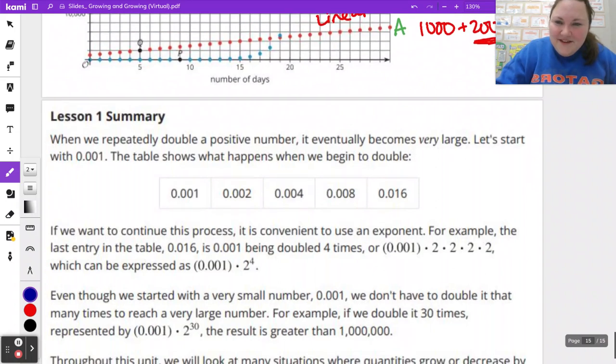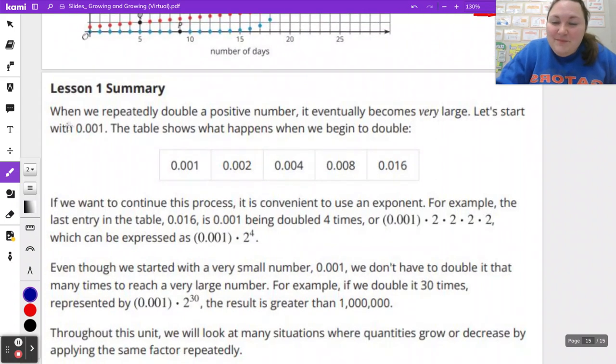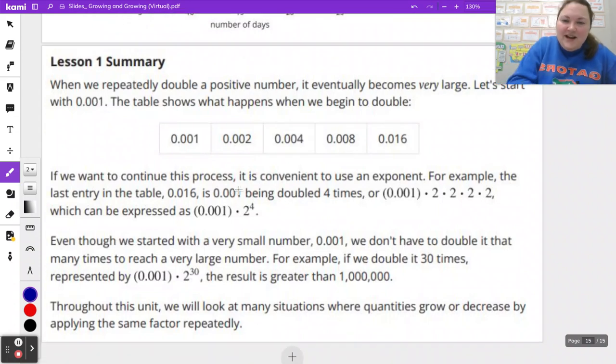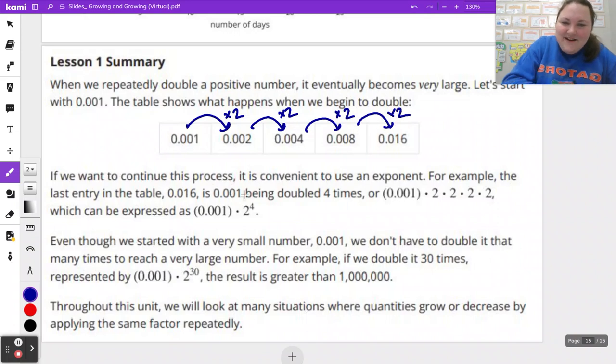So in summary, we have noticed in this lesson that when we repeatedly double a positive number, it eventually becomes very large. Thinking about that penny that we were doubling again and again and again, given enough time, it becomes a whole lot of money. Even if you start with a smaller number, so 0.001, that is so much smaller than a penny. Even if you start with something super, super small, when you double a number again and again and again, it does start to get bigger.